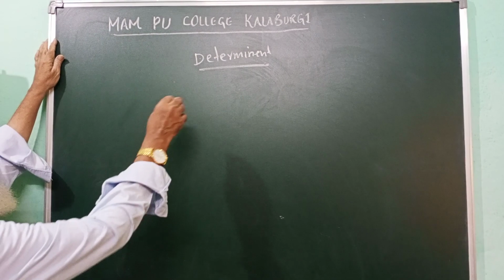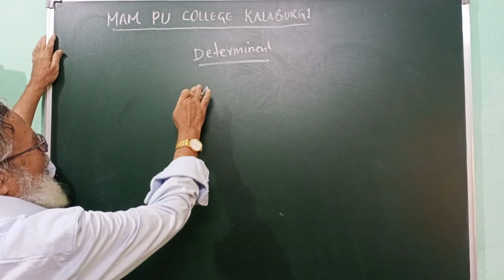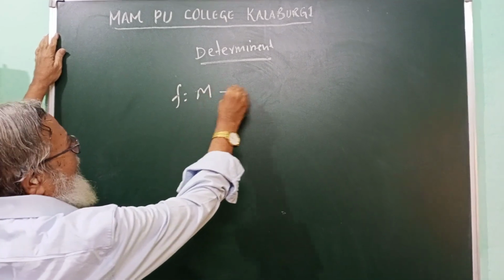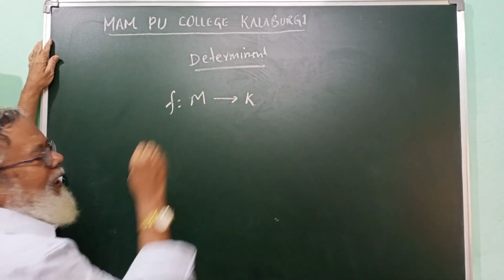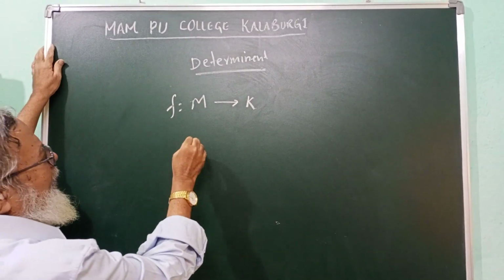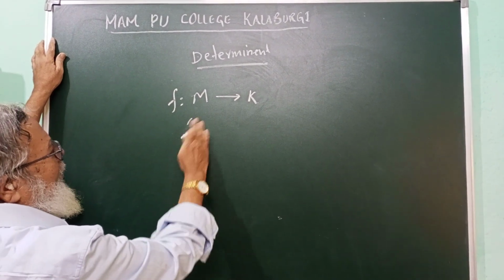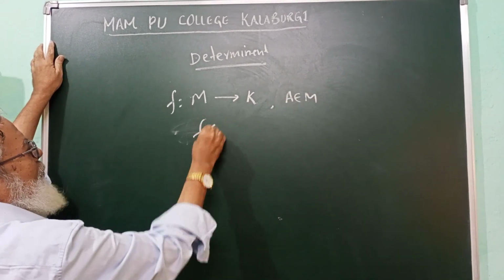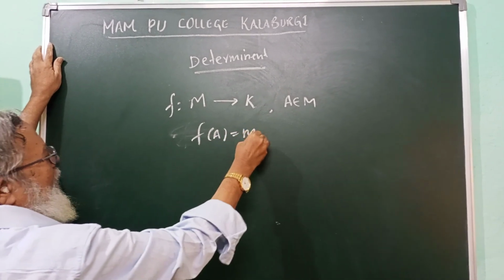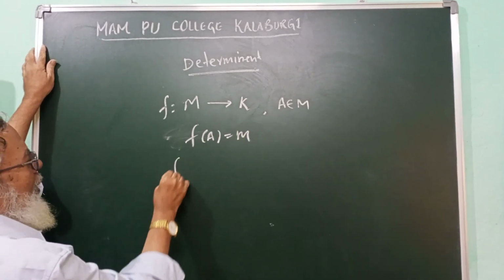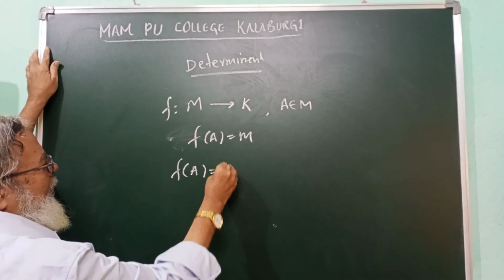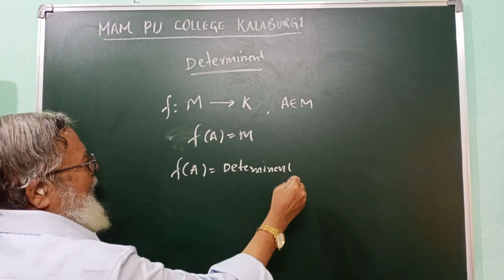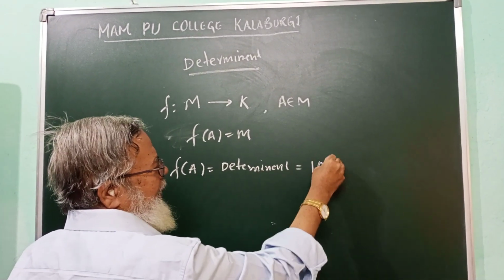So we define, if M is the set of square matrices, it is a function defined from the set of square matrices to the set of numbers, real or complex. So we write, if A belongs to M, then f of A is called the determinant of A, and we normally denote it by det A.